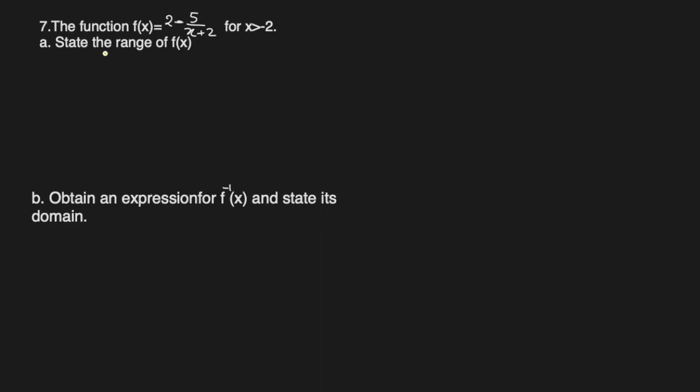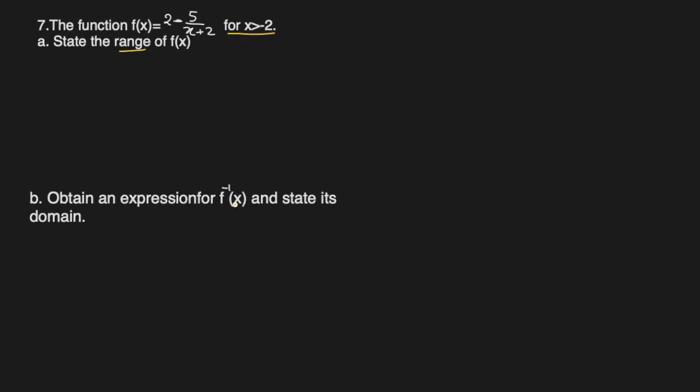Question number 7 talks about a function f(x) equal to 2 minus 5 over x plus 2, and this is the domain given. State the range. If the domain is this, what is the range? To find the domain and range of any function, if we can draw its sketch graph, it is of great use. So what I'll do, I'll draw the parent function of this function first.